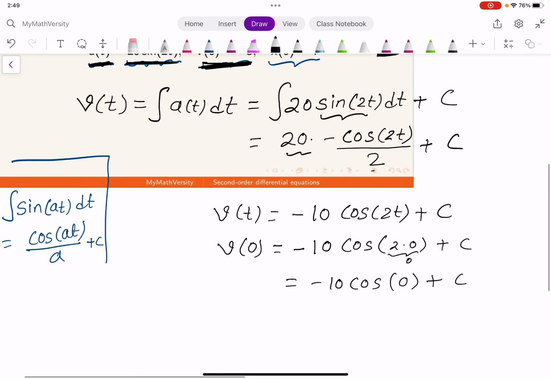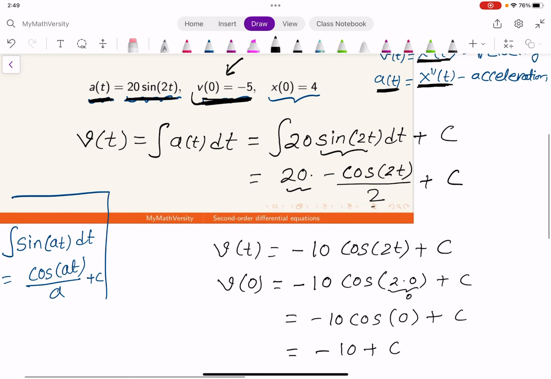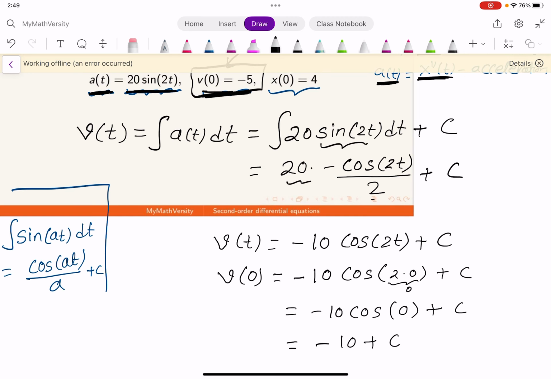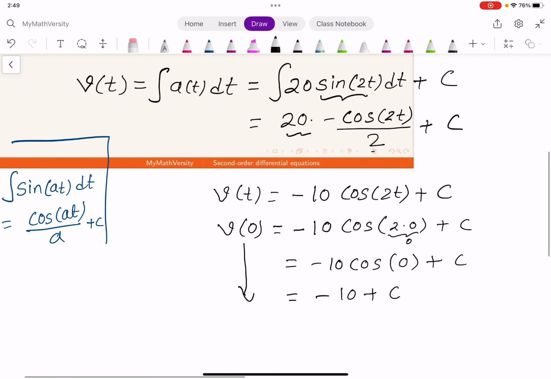Cosine of 0 is 1. So we get -10 plus c. Right, so that's what we get. But what is given over here? The velocity at 0 has to be -5. So why don't we just substitute that over here? Then the velocity at 0 has to be -5, so this is equal to -10 plus c, right? So that's what we get.